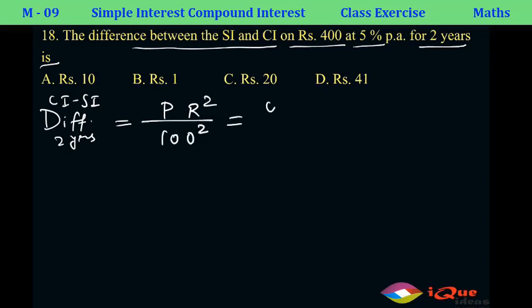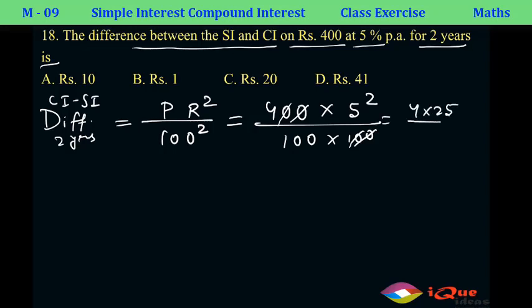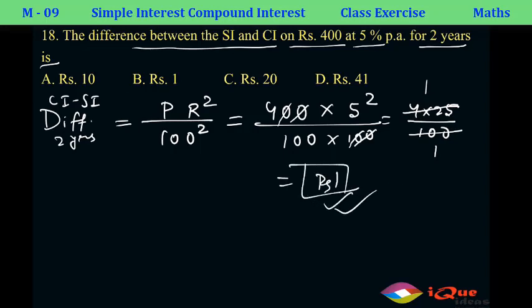Now here P is given 400, R is given 5, so 5 square upon 100 square. So it is 100 into 100. So 0, 0, 0, 0 get cancelled. 5 square is 25. So 25 into 4, it is 4 into 25 upon 100. Now 25 into 4 is 100 and 100, so again cancelled. So it is equal to 1 rupee. So the required difference value is 1 rupee, which is B option.